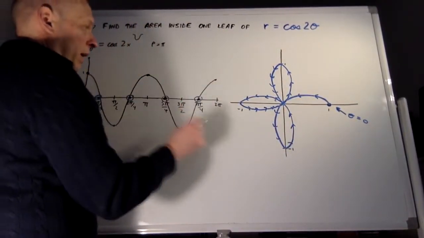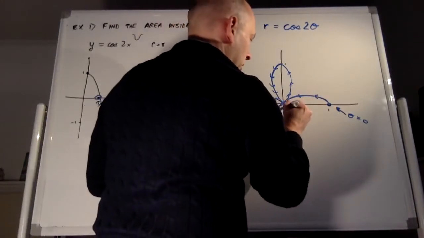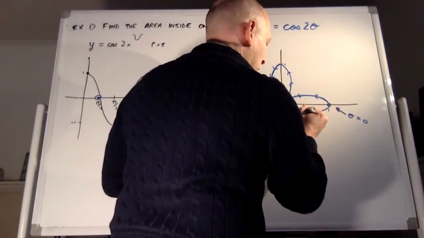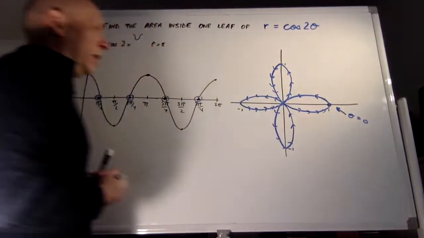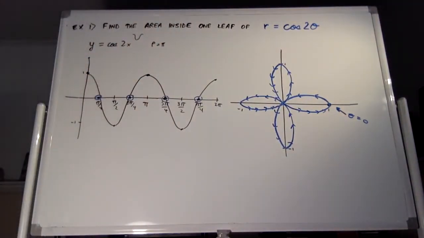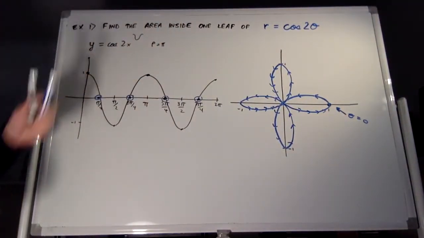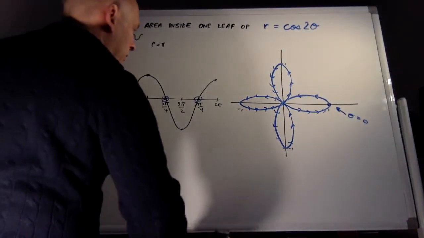And now at 2 pi, we're back at 1. So we complete this curve, which ends up having 4 leaves, looking like that. So that's our graph of r equals cosine 2 theta. We want to find the area inside 1 leaf of that curve.